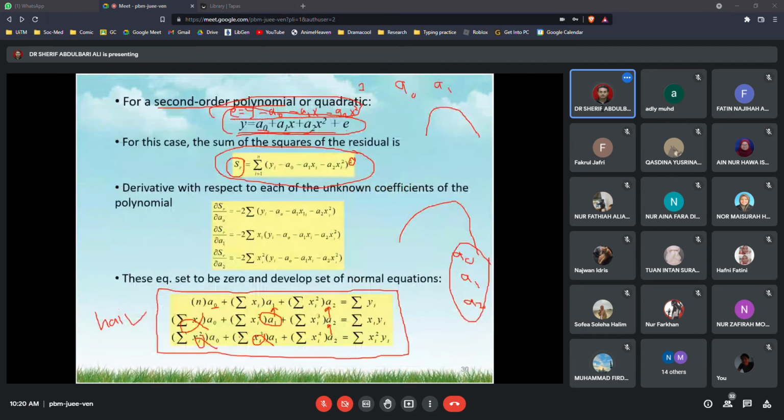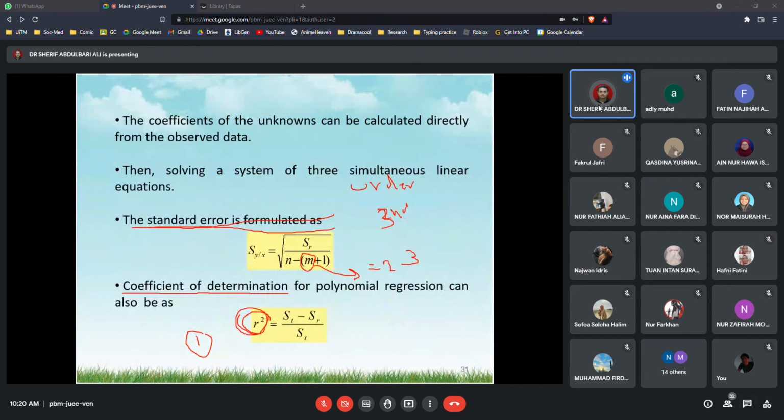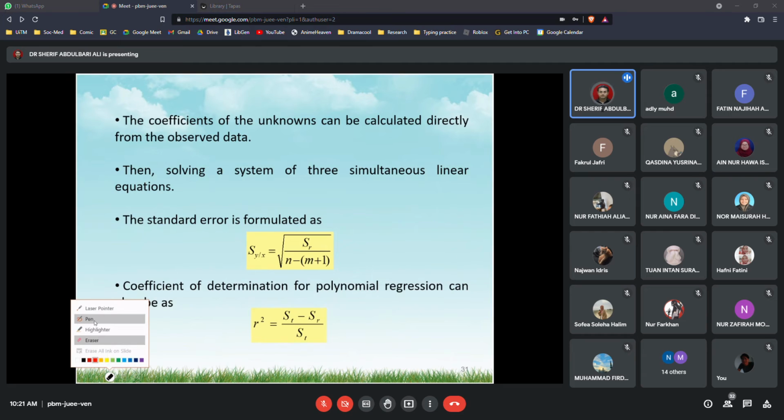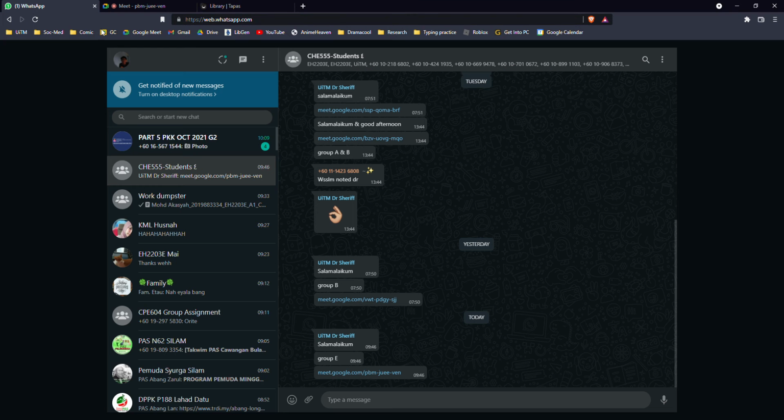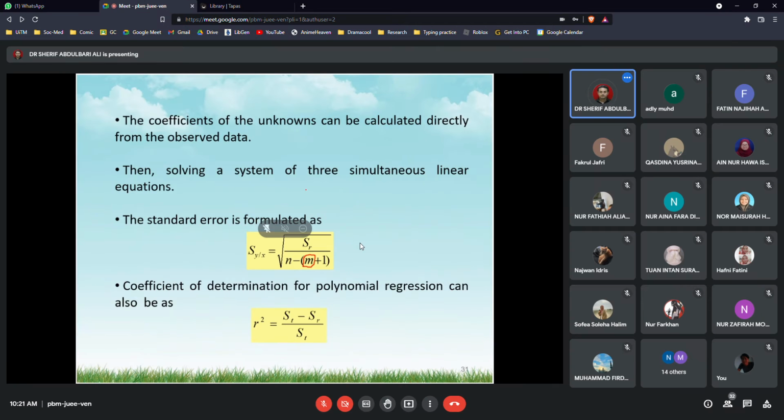Alright. Okay. The question here: since we are talking about polynomial regression, this is the standard error of estimate. It's supposed to be exactly the same as what we learned in the previous class, but you are going to find here another parameter, which we call M. M refers to the order of the polynomial.